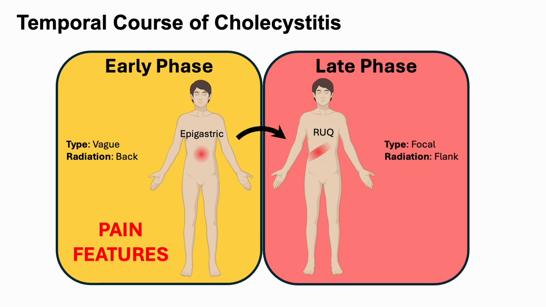But as this process progresses, eventually there will be significant ischemia, transmural inflammation, and parietal peritoneal irritation. Then the patient's symptoms will be defined by focal right upper quadrant tenderness that often wraps around the flank and back. Now, I think one takeaway for trainees is to not write off cholecystitis even if the patient is not focally tender in the right upper quadrant, because you may be catching them early in the disease process.